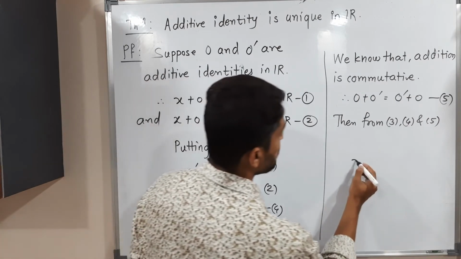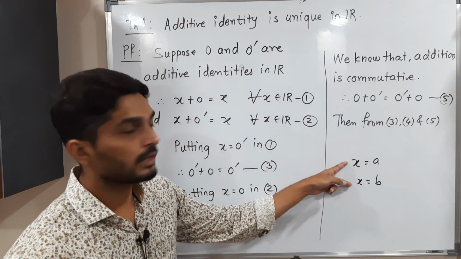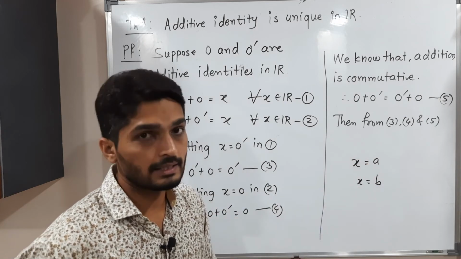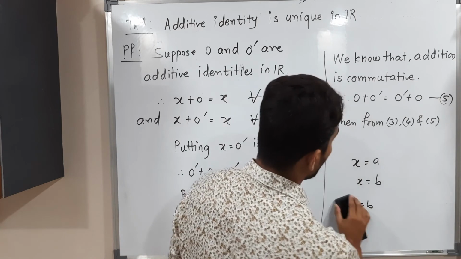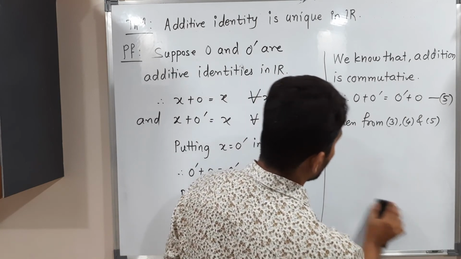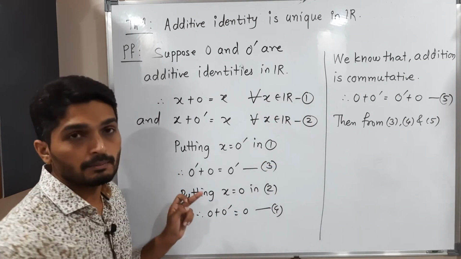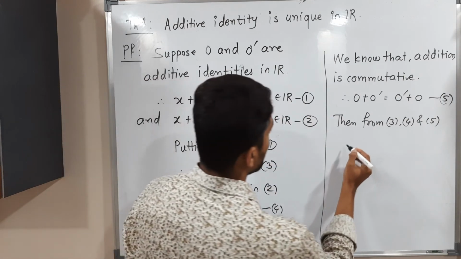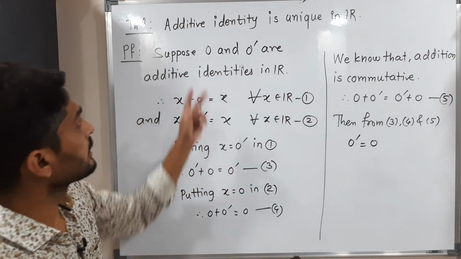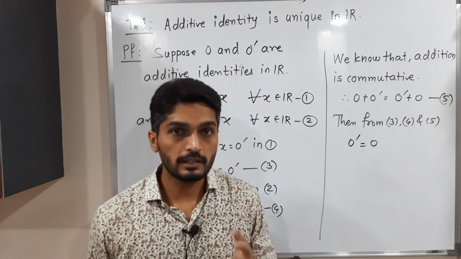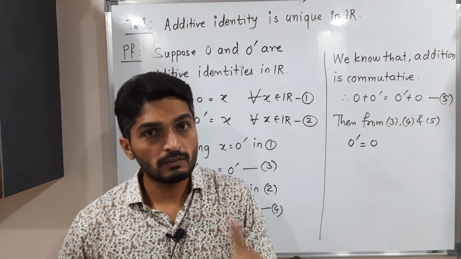Suppose if you have x is equal to a, and x is equal to b, both have the same left hand side. So we write the right hand sides are also same. That means a is equal to b. By applying the same logic, the left hand sides of both equations are same, so the right hand side should be same, 0 dash is equal to 0. So we started with two additive identities, and finally we got both of them are same. So that means there is only one identity.